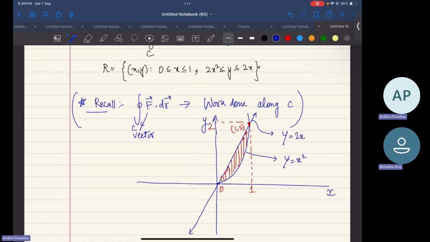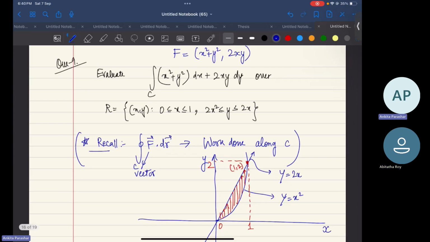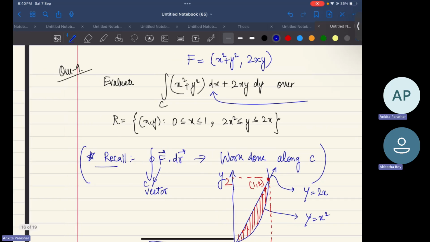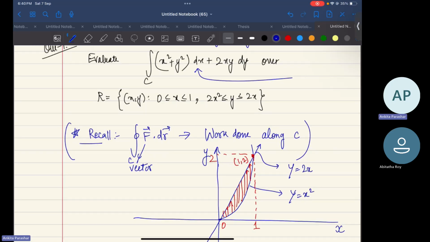Now, what I want to say here is you have to parameterize this. Suppose you want to find the integral of F dot dr over the curve C without going to Green's theorem. The meaning is you have to parameterize this curve. You start from, suppose here, you parameterize it and then you have to come back here. You understand this? And you have to cover the boundary, that's all.